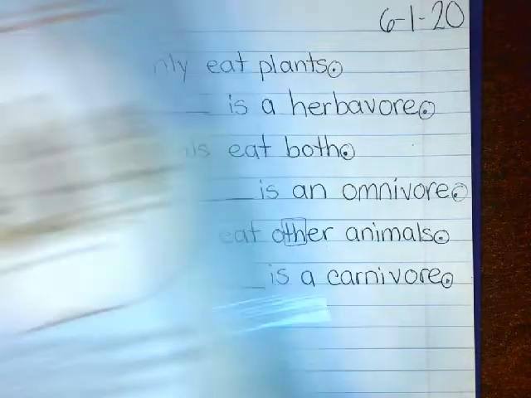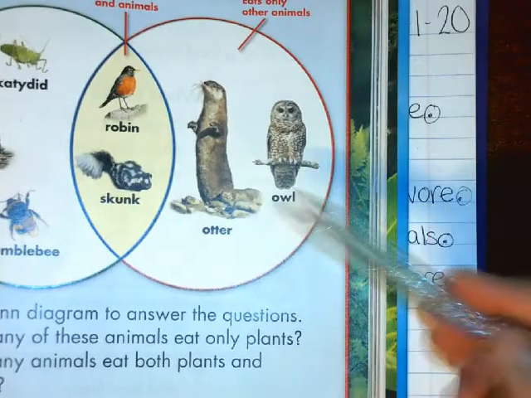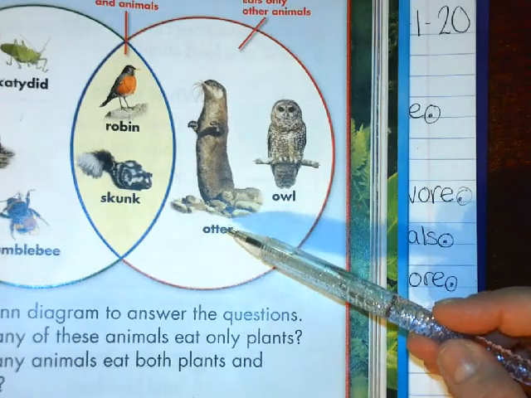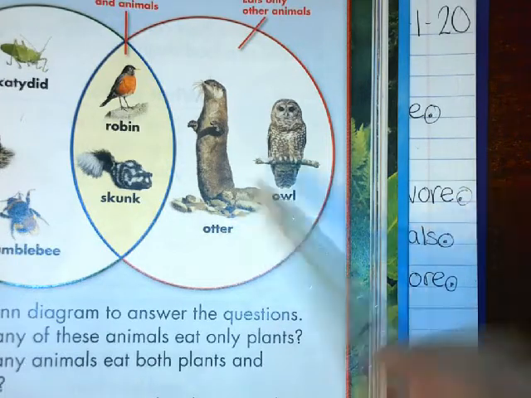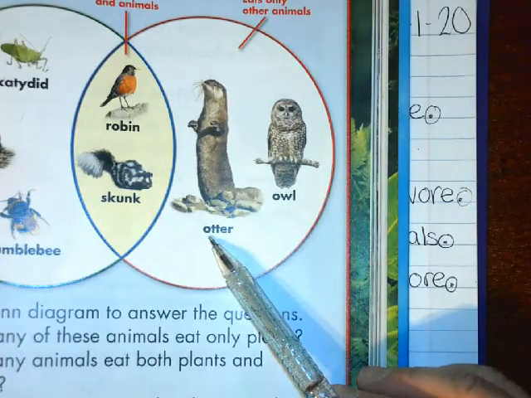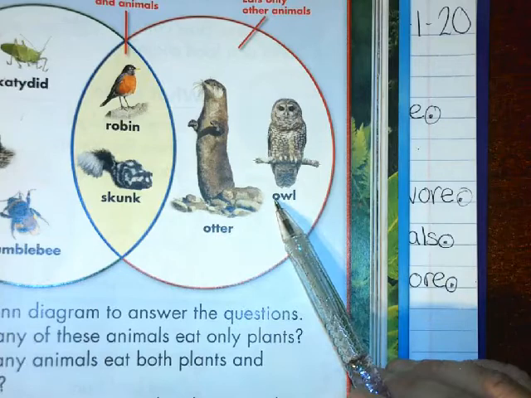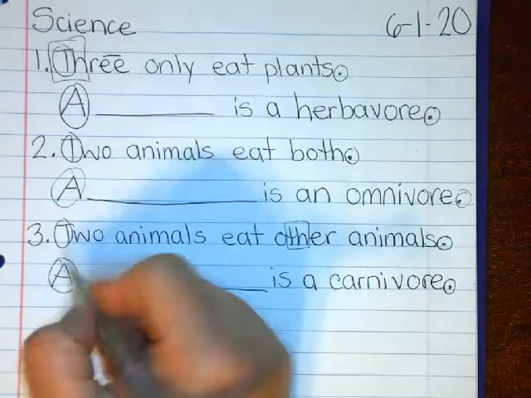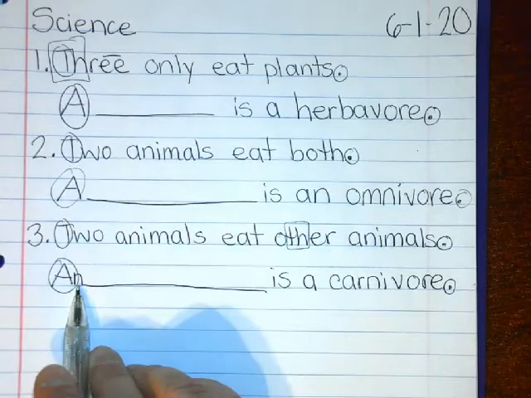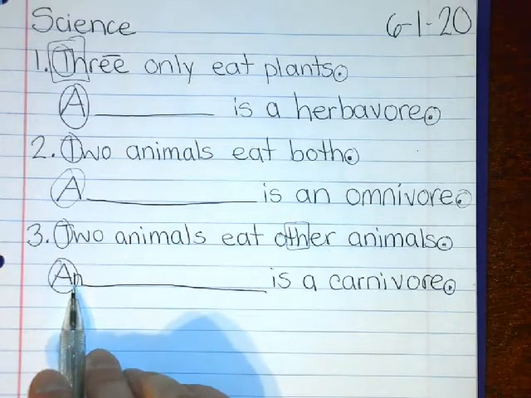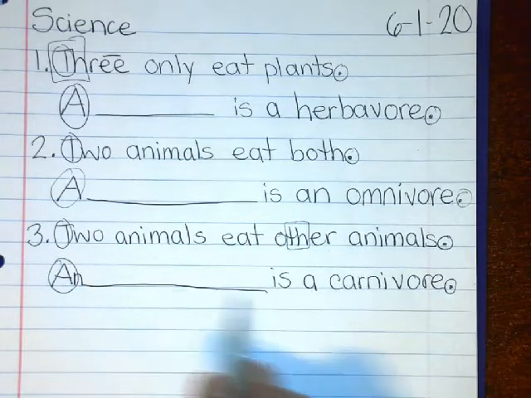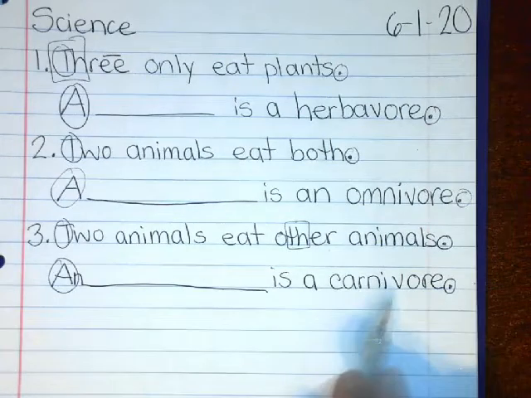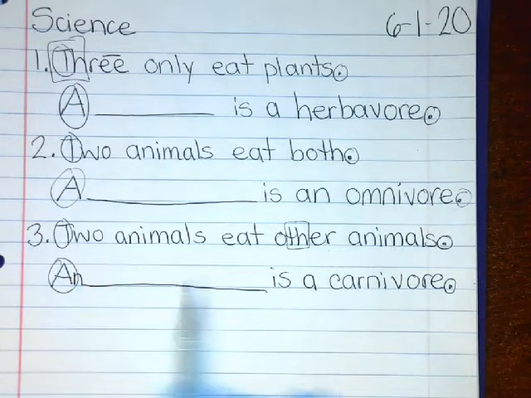Okay, use the Venn diagram to help you. I just noticed both of these animal names start with O's, with a vowel. So we have to write an. Squeeze an N right there after the A. An otter is a carnivore, or an owl is a carnivore.